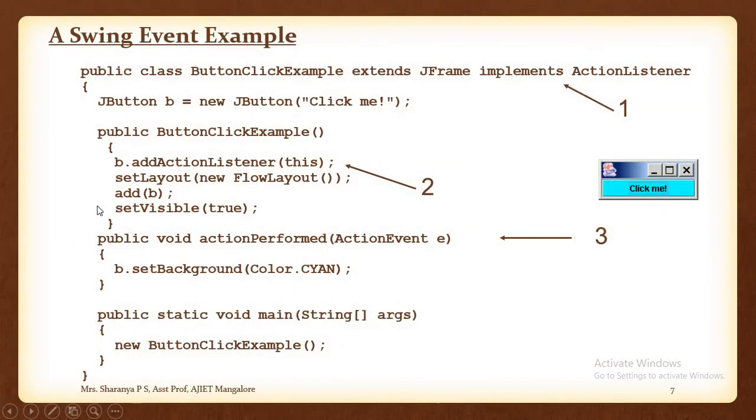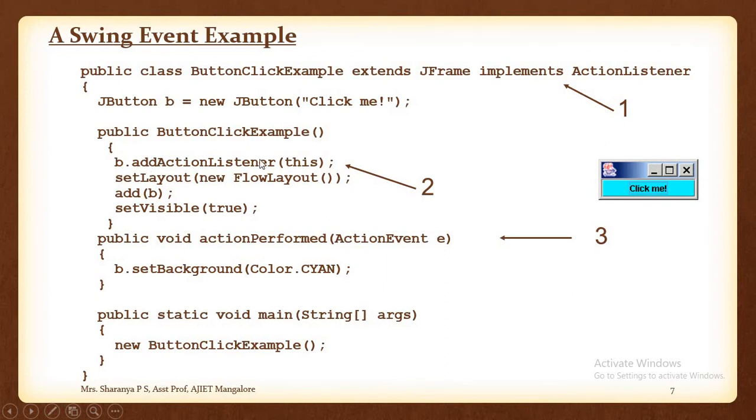If we look into a very simple button click example: if we click on this button, Click Me, then the background color needs to be changed. Here the click operation, a mouse click, is an event, and the corresponding action listener will be triggered, and the action to be performed is setting the background color. ButtonClickExample is the class name which extends JFrame and implements ActionListener. The first step is done. Here the button is created, JButton, and the string to pass is Click Me. ButtonClickExample is the corresponding constructor.